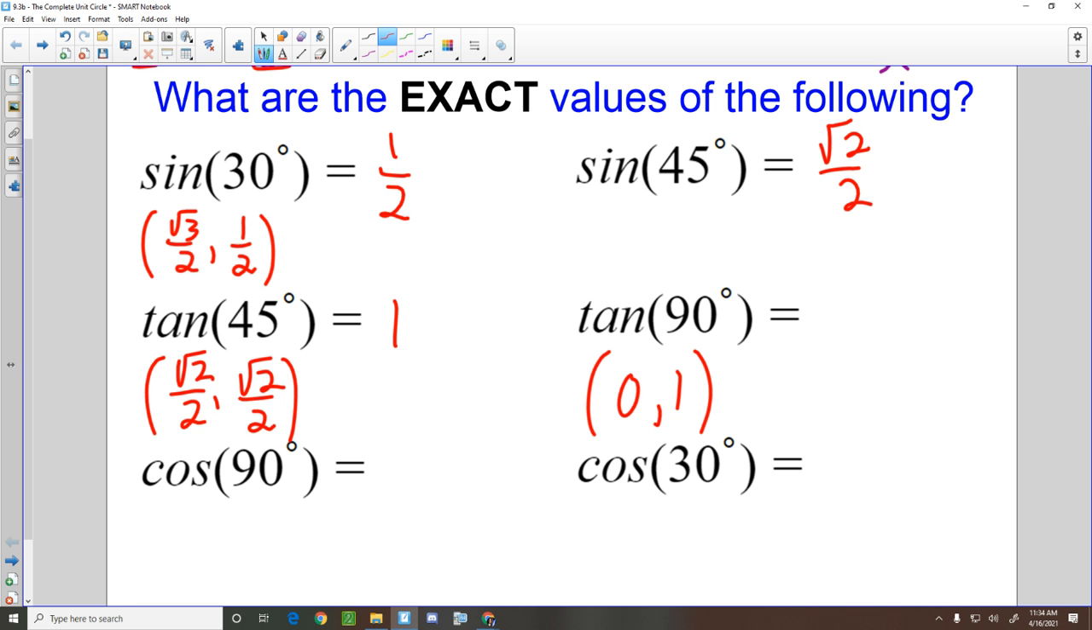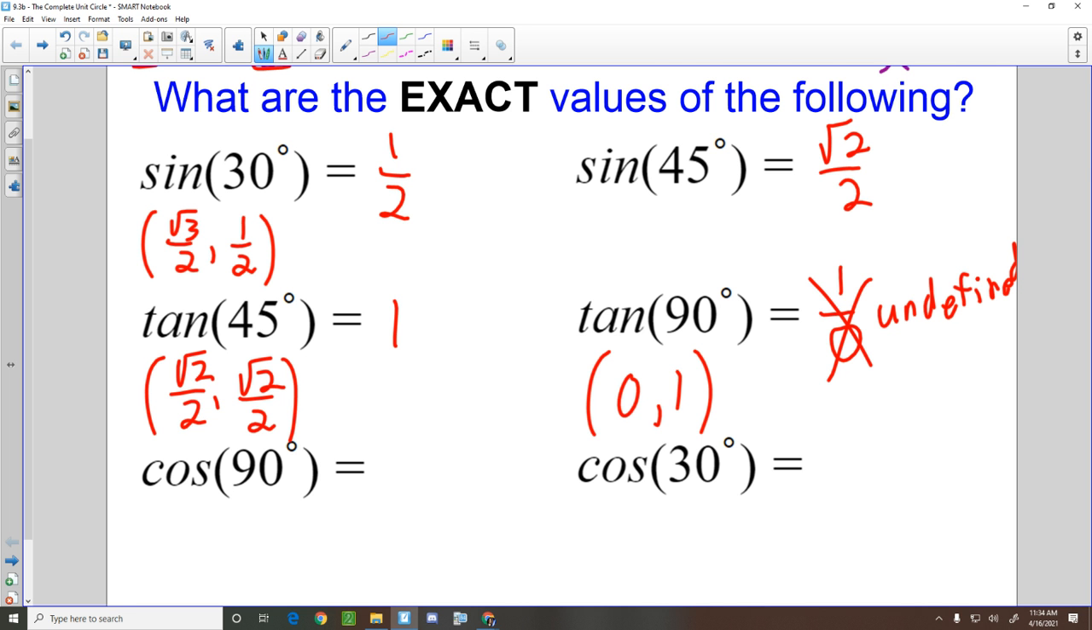Now, tangent is the y-coordinate divided by the x-coordinate. And so if I wrote that as a fraction, I'd get 1 divided by 0. Can we do that? We can't divide by 0. So because of that, the tangent of 90 doesn't exist. We would say that it is undefined. If you type tan 90 into your calculator, you will get an error. It doesn't work because that whole dividing by 0 thing is tricky.